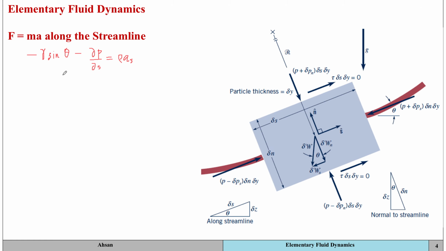Now I'm just going to consider this equation, and I'm going to try and simplify it further. I'm going to take a look at a few things here. First of all, along the streamline, from here, sine of theta, I can equate that. And for a differential element, this sine of theta would be equal to dz by ds for a differential element.